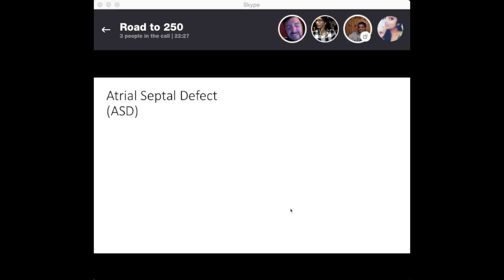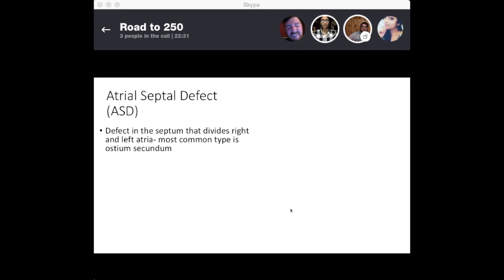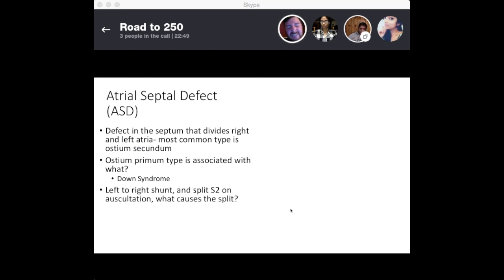All right, so ASD. So this is a defect in the septum that divides the right and left atria. A common type is ostium secundum. Ostium primum is associated with what disease? Pete, your first guess was right on this one. Down syndrome. And this is left to right shunt, and it's split S2 on auscultation.